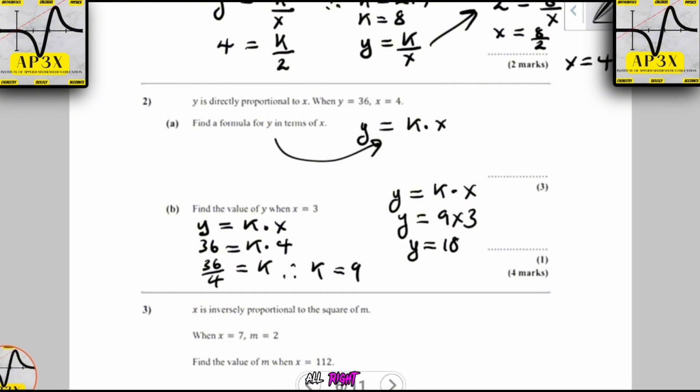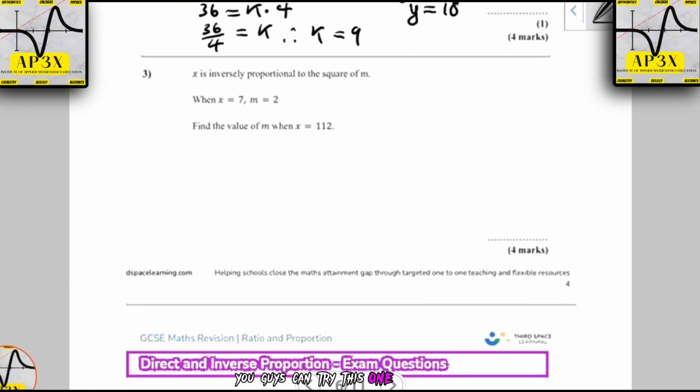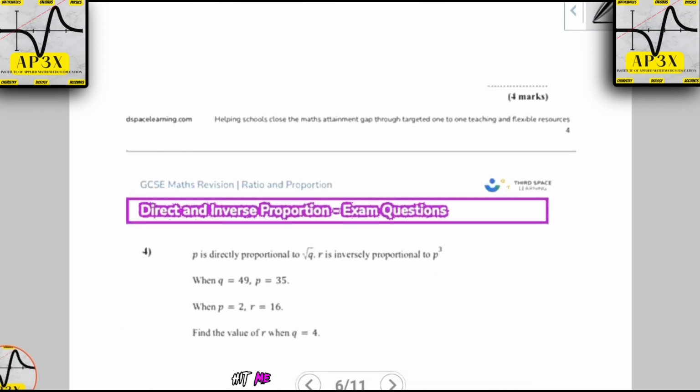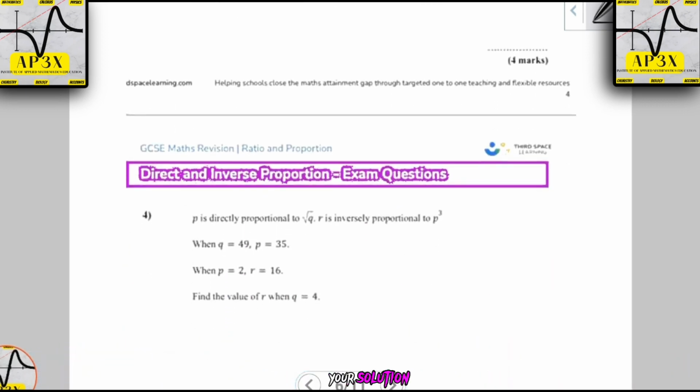All right, and of course you guys can try this one down here. X is inversely proportional to the square of m. You would have seen examples like that one before. Hit me up in the comments to let me know what your solution is. I will let you know. Let's have a look at this one. P is directly proportional to the square root of r. You would have seen example questions with the square root of r already.